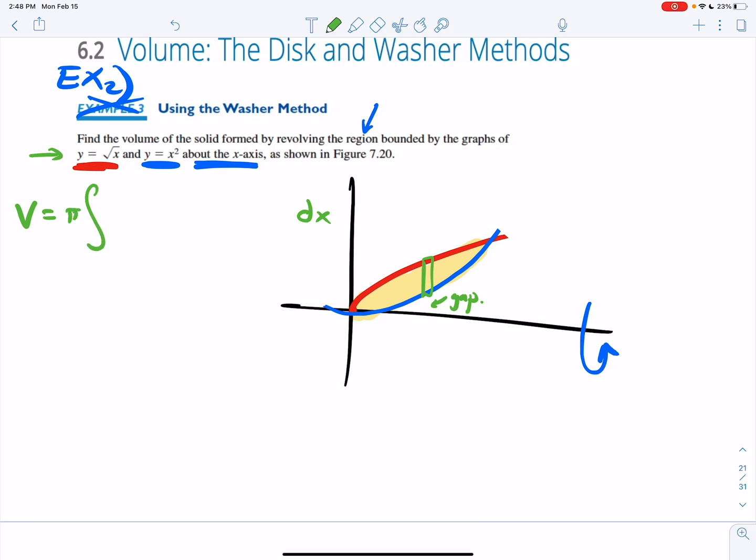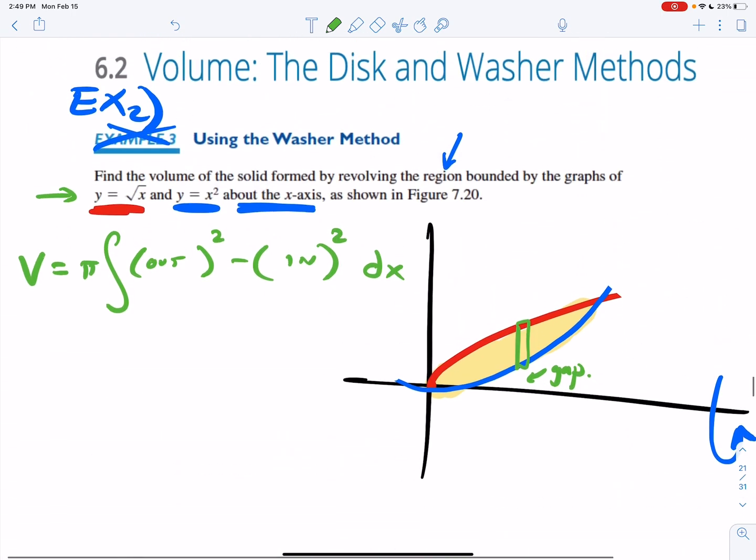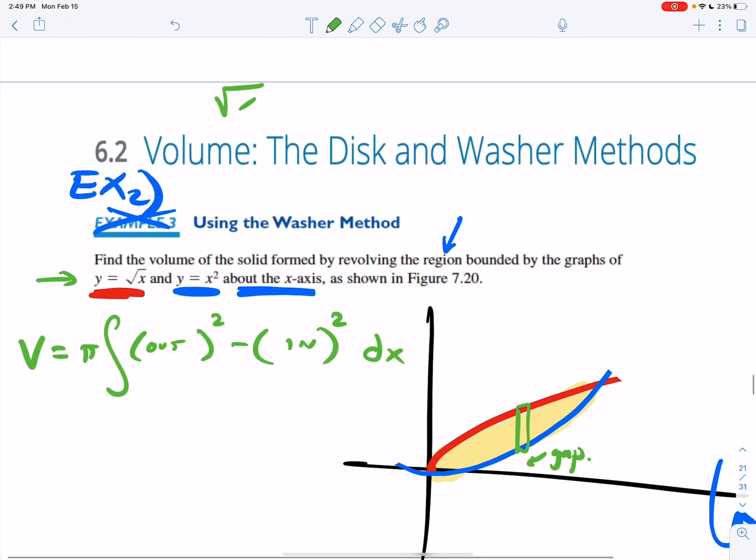So I'm going to go from outside squared minus inside squared. I'll actually write it out this time. Now, for the sake of speeding this up, the region starts and stops from 0 to 1. We can find that on a calculator or by setting the 2 equations equal to each other to find where they intersect. It does turn out to be (0, 0) and (1, 1). So I know my bounds are from 0 to 1.